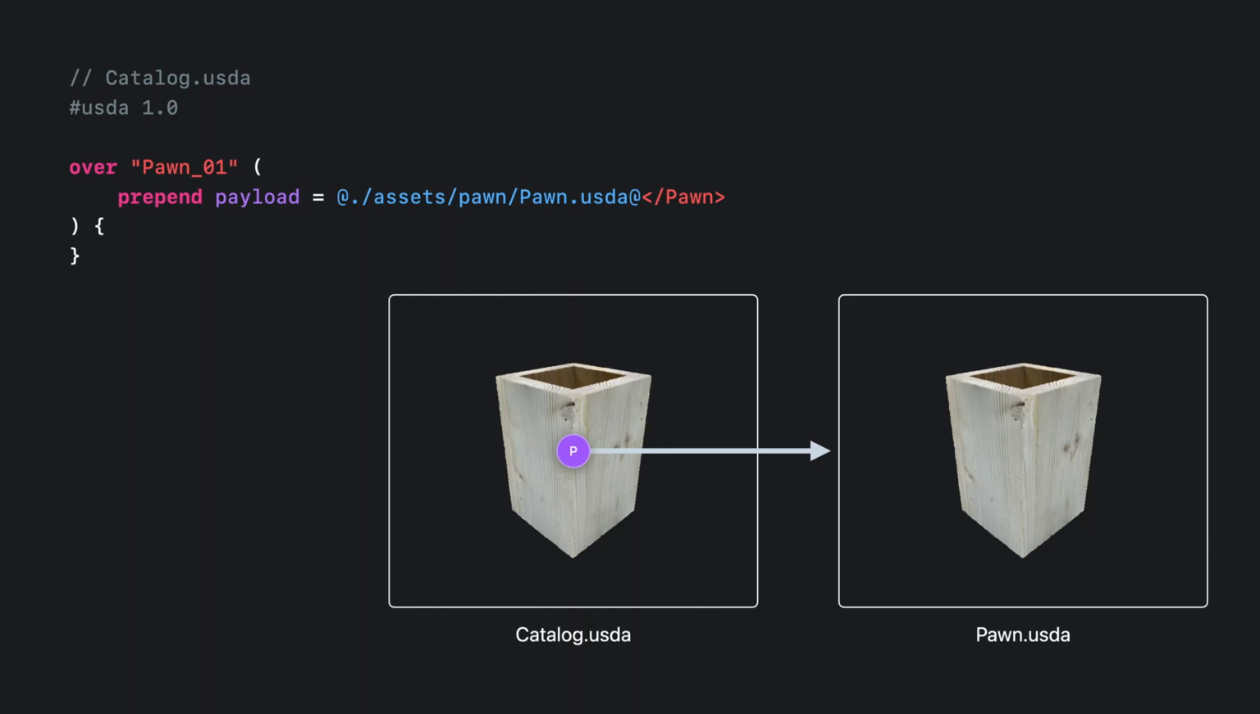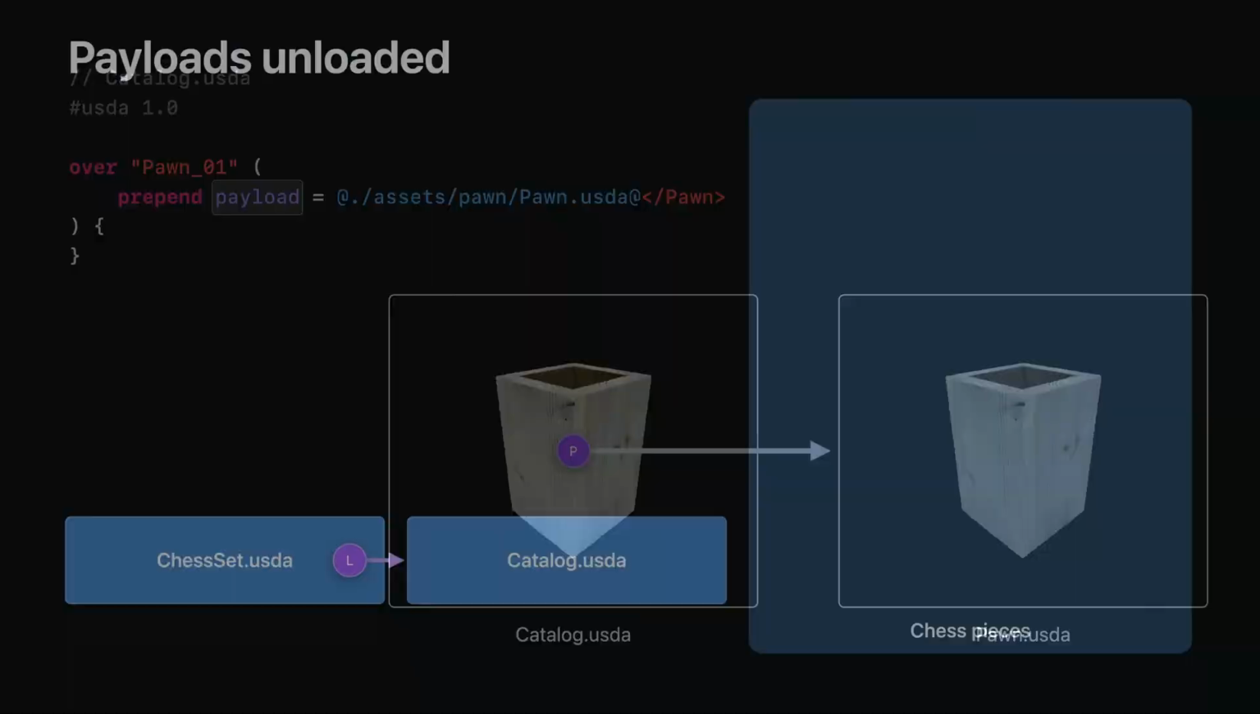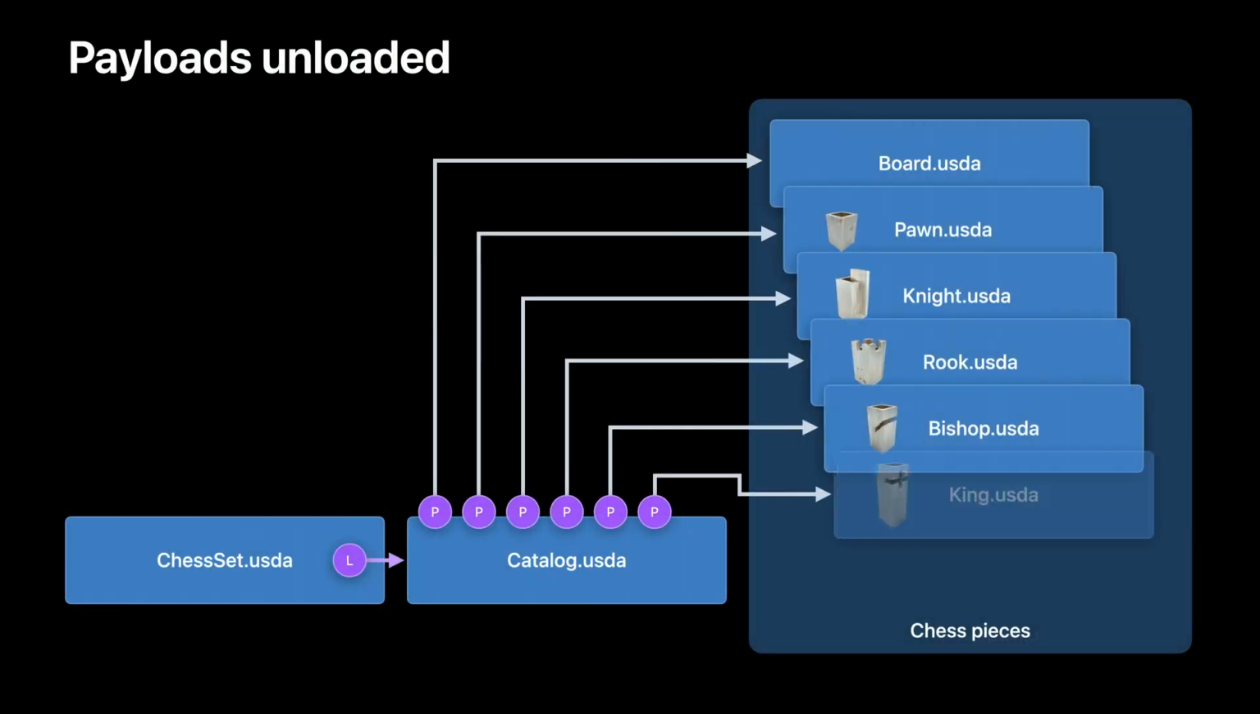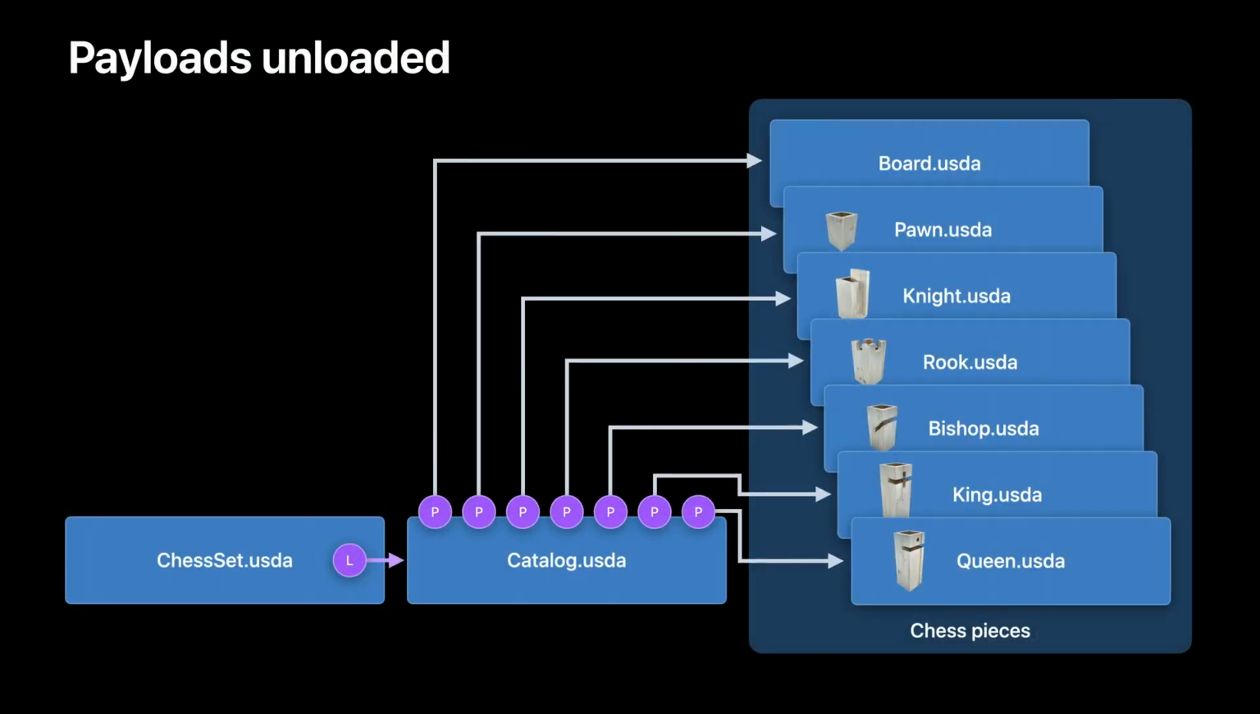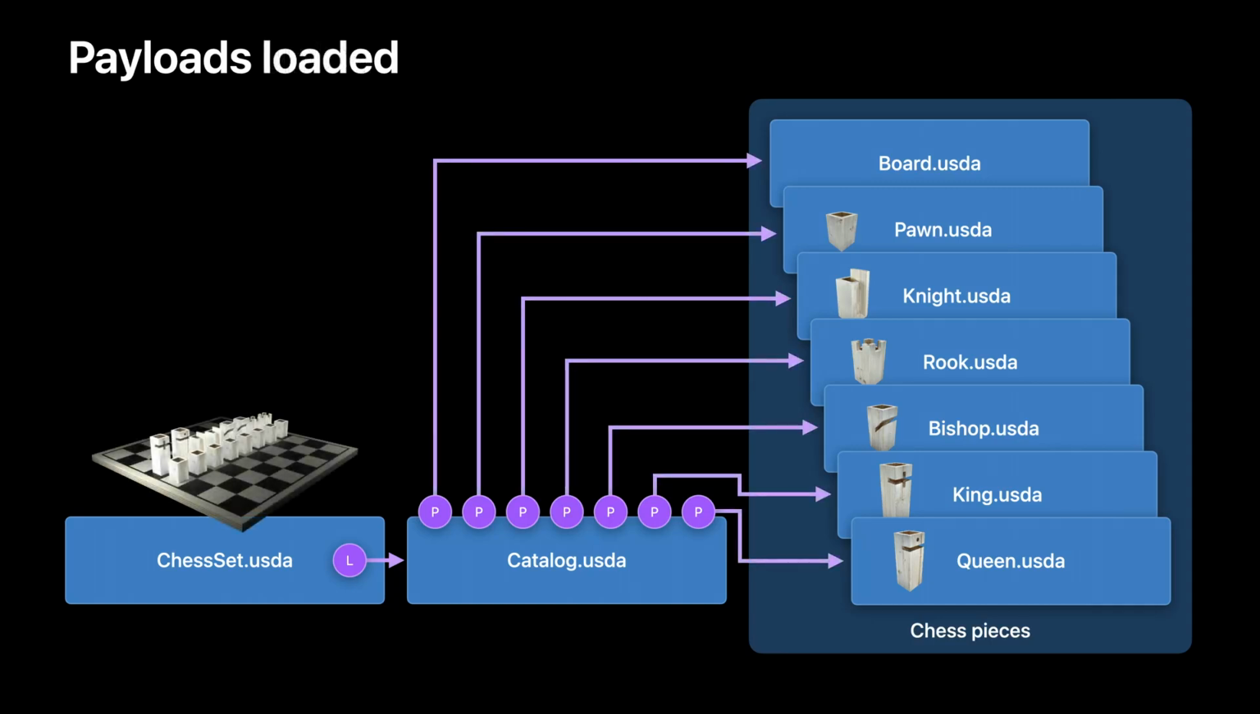We'll convert these asset references to payloads instead, so we can choose to defer the loading of the chess pieces. If we choose not to load the payloads, our scene appears empty when initially opened. Once we enable the loading of payloads, we can see all of our pieces again. Now that we have our pieces in the scene, we can start laying them out on the chessboard.